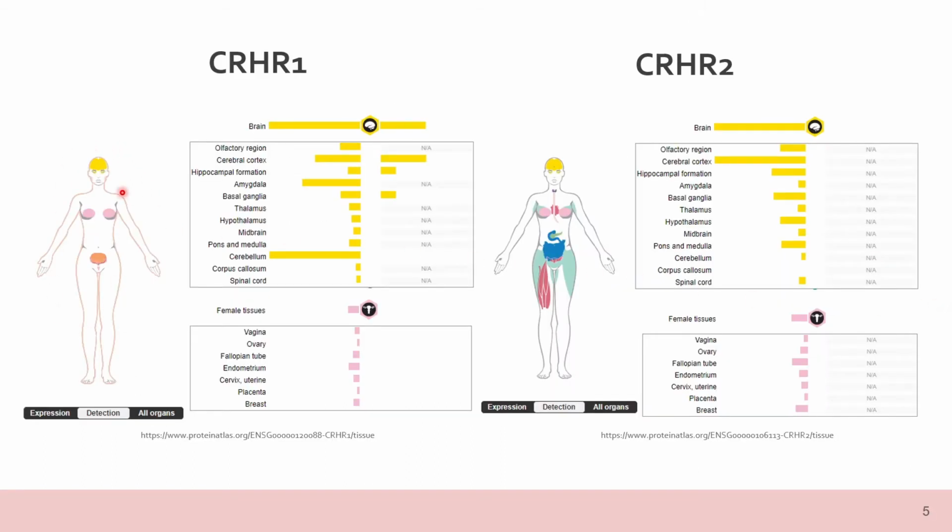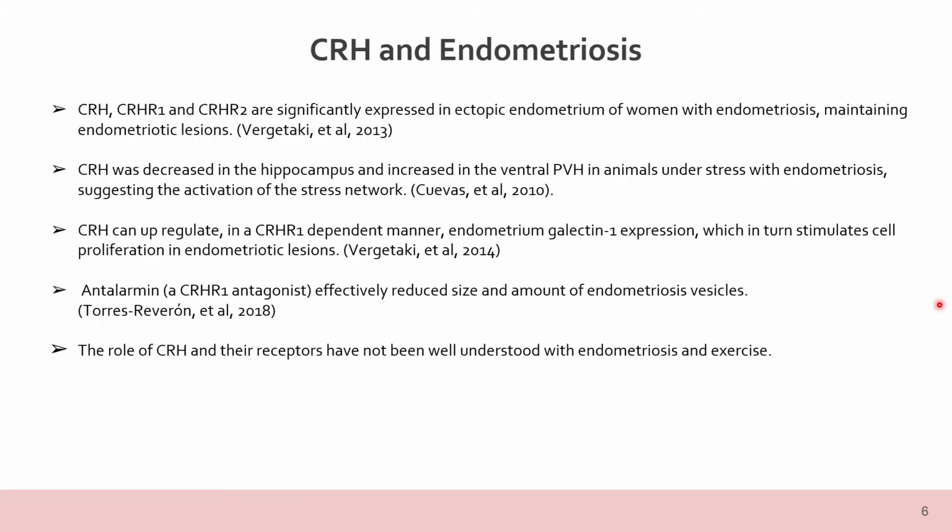Here, we can see a distribution of the CRH receptors 1 and 2 all over the body, but we are focusing on the brain and reproductive system, which are the tables you see to the left of each body. Here, you can see the expression of the receptors on the mentioned tissues. CRH receptor 1 is mostly expressed in the cerebellum, amygdala, and endometrium. CRH receptor 2 is highly expressed in the cerebral cortex and has relatively high expression in the fallopian tubes. Now that we know the location of the CRH receptors, we must discuss what is known about CRH in endometriosis.